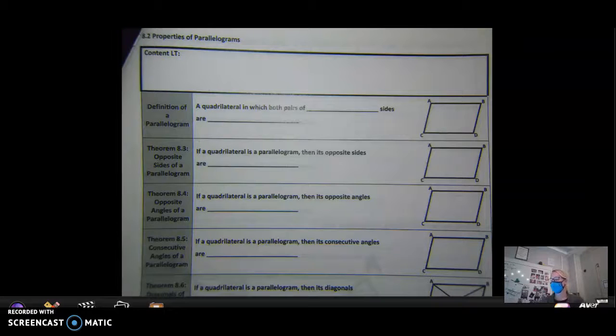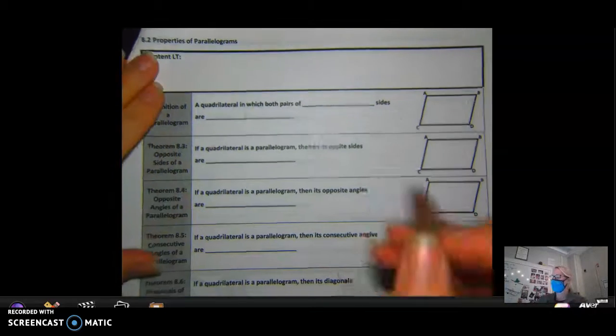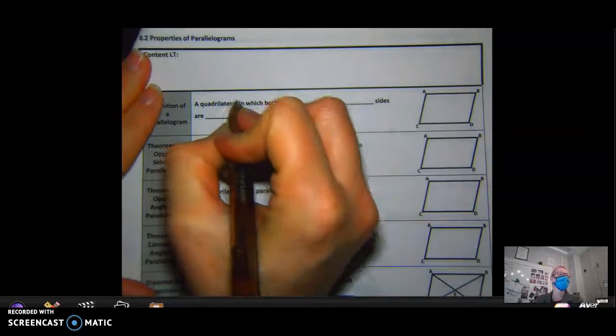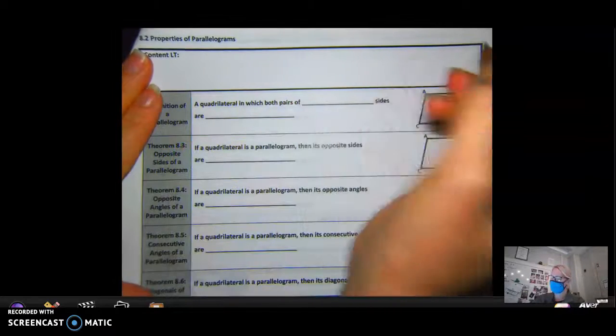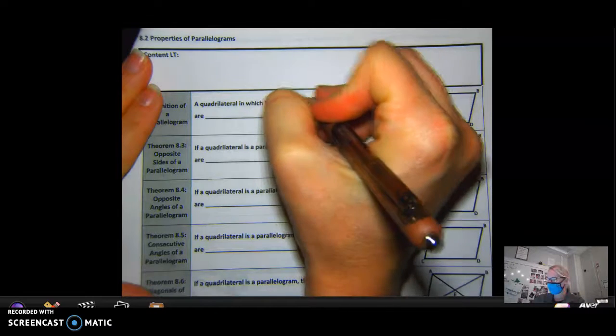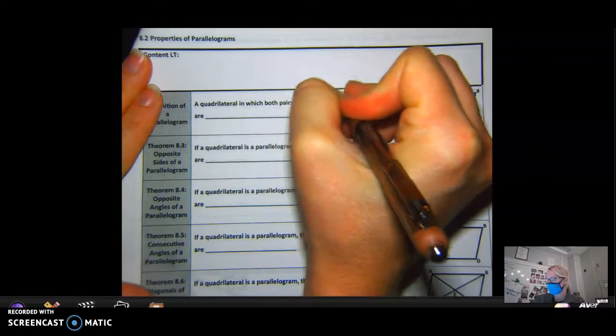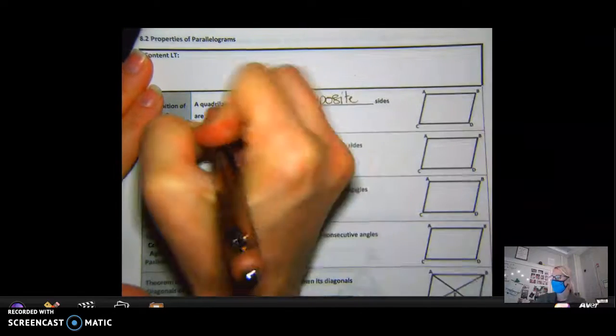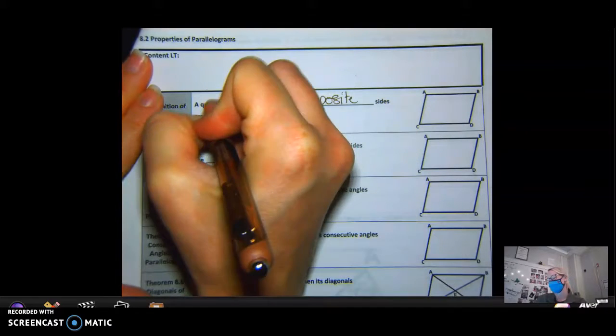8.2 Properties of Parallelograms. So we're going to be talking about parallelograms, which you guys have dealt with in the past, right? Okay. So definition of a parallelogram. It is a quadrilateral. So quadrilateral means it has four sides in which both pairs of opposite sides are what? Parallel.